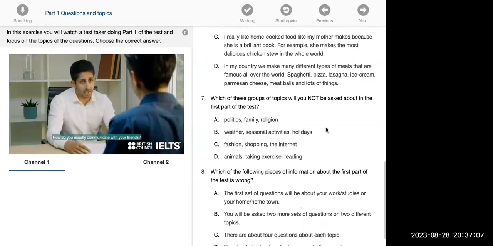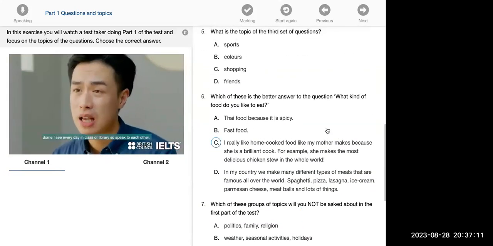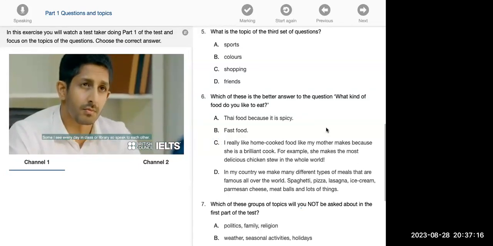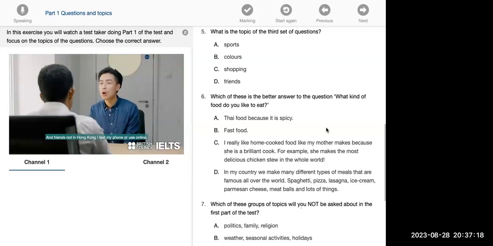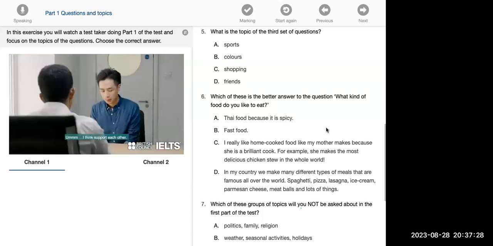How do you usually communicate with your friends? It depends. Some I see every day in class or library, so we speak to each other. And friends not in Hong Kong, I text on my phone or use online. What do you think a good friend is? I think support each other. Like if I feel sad, my friends help me and ask if I'm okay or not.